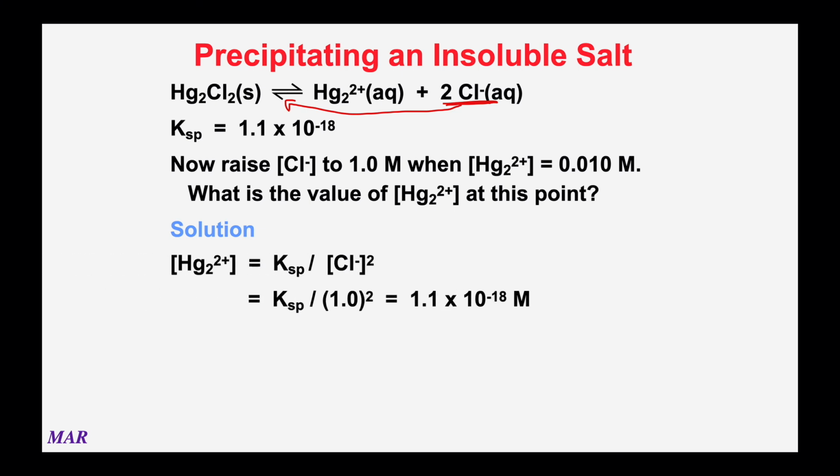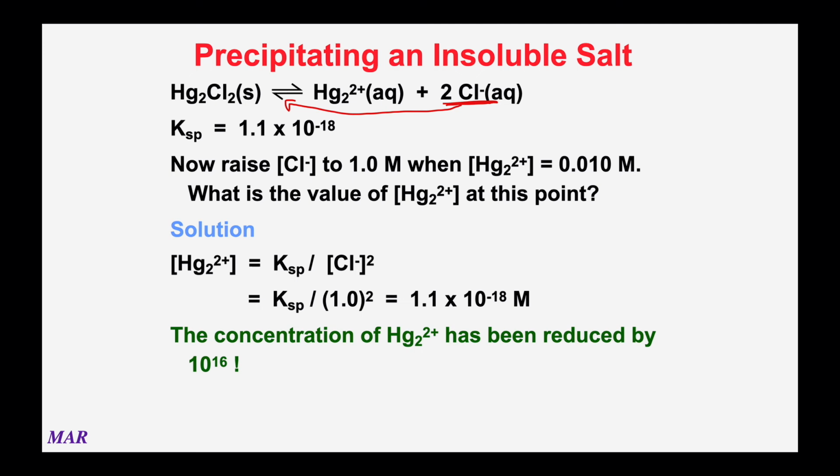And we can use this technique to calculate the new value of the mercury ion at this point. So Ksp equals the mercury ion times the chloride squared. But in this example, we're solving for the new value of mercury. And mercury at this point will be Ksp divided by the chloride squared, which is just 1 squared. So lo and behold, mercury is 1.1 times 10 to the minus 18th moles per liter. And when you think about these numbers a little bit, we took a solution which was 0.010 moles per liter, and we kicked it way down. So now the mercury ion concentration is 1.1 times 10 to the minus 18th.